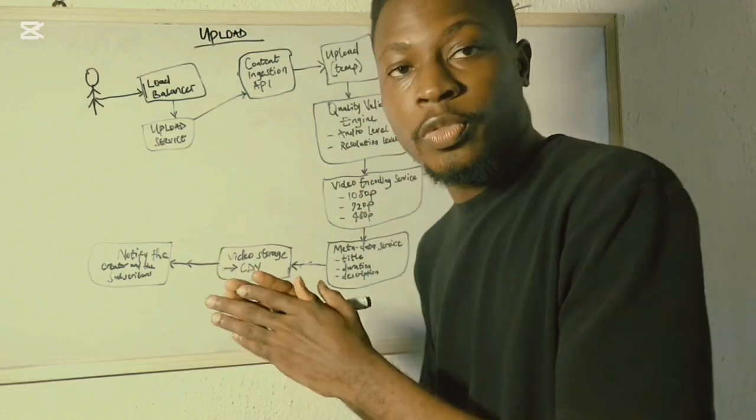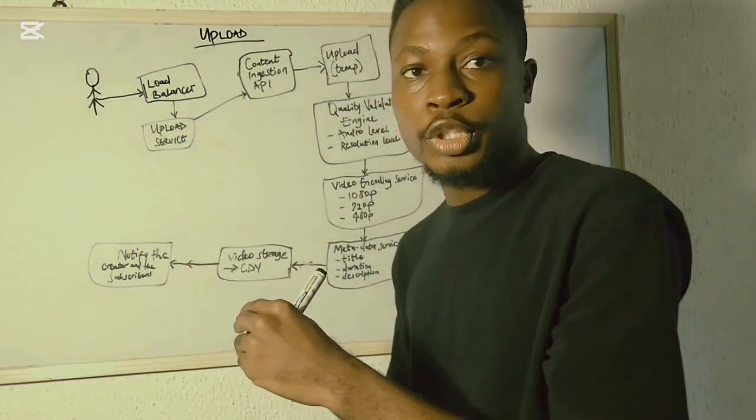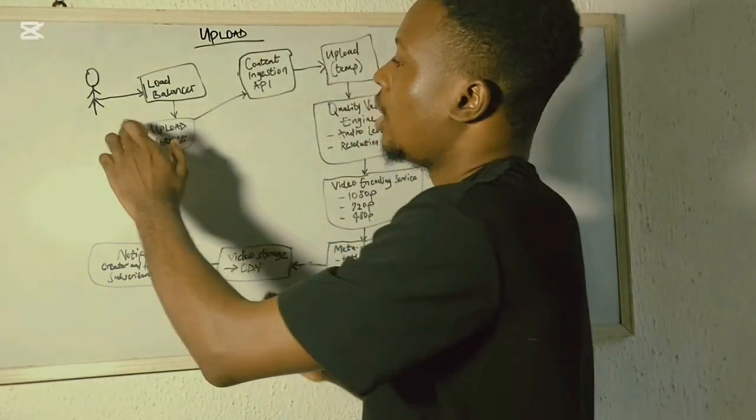So this is the upload functionality. Let's say a YouTuber or a creator tries to upload a video on YouTube. The request first of all hits our load balancer.